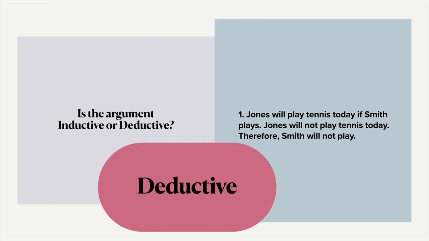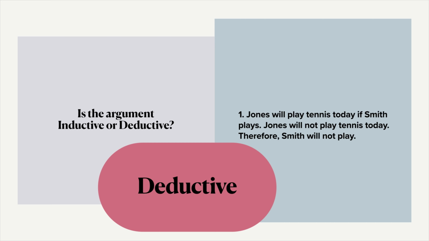Statements A and B are premises. Statement C is the conclusion. In everyday reasoning, the form of categorical syllogisms is usually hidden. The following argument, for example, is based on a hidden categorical syllogism. I know that Smith will not play because Jones will not play.